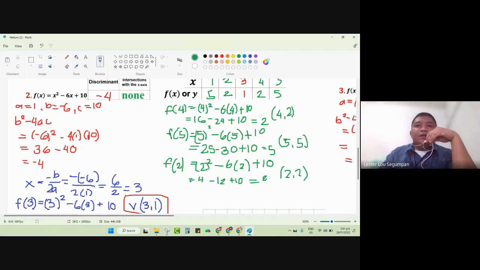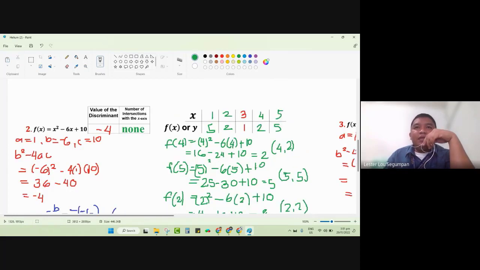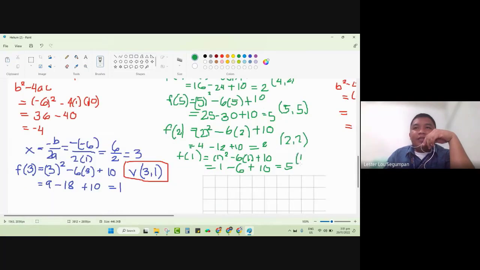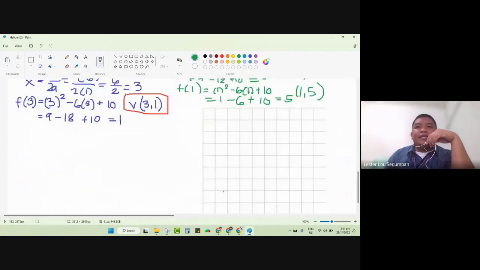Okay. Now for the last, f of 1, we are expecting a result of 1 squared minus 6 times 1, sorry, 6 times 1 plus 10. So you will get a value of 1 minus 6 plus 10. 11 minus 6 is 5. It's correct that the last point is 1 and 5. So these are your points here.